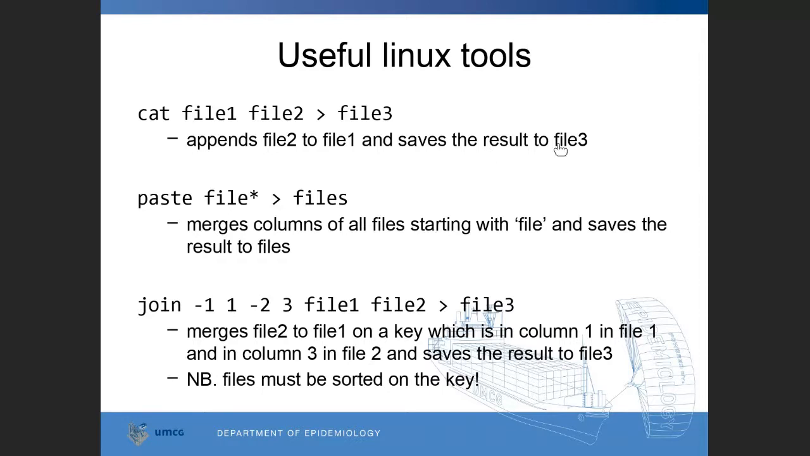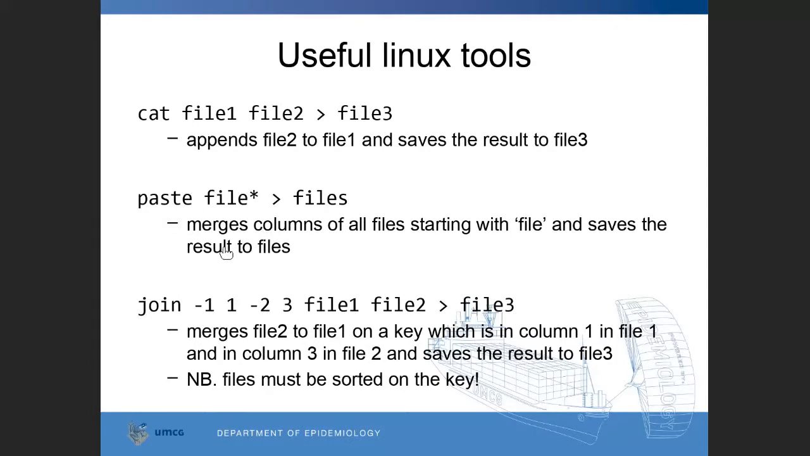Then if you want to combine data from multiple files, you can use the cat command. You append, in this case, file 2 to file 1. It will put them below each other and save the results to a third file. If you want to merge columns, you can use the paste command. Then it will put all the files next to each other.